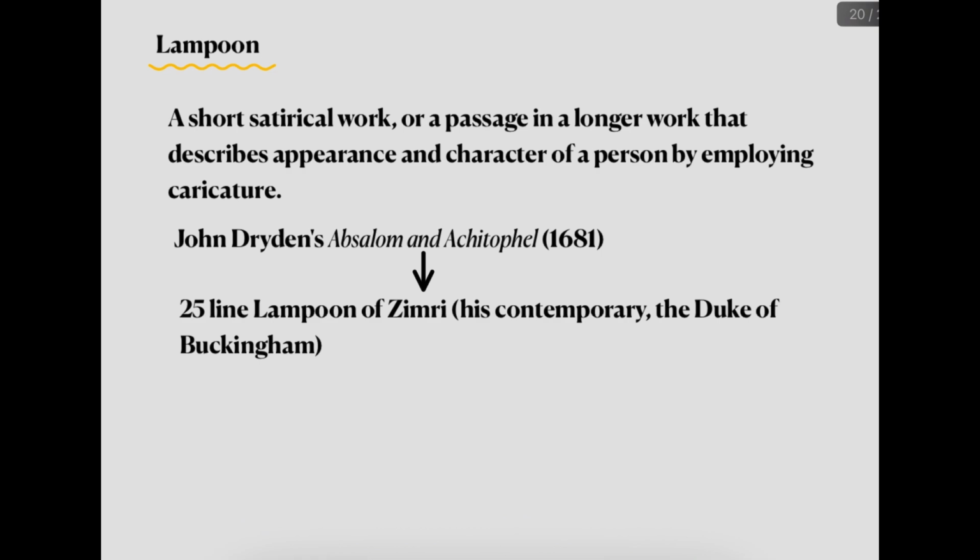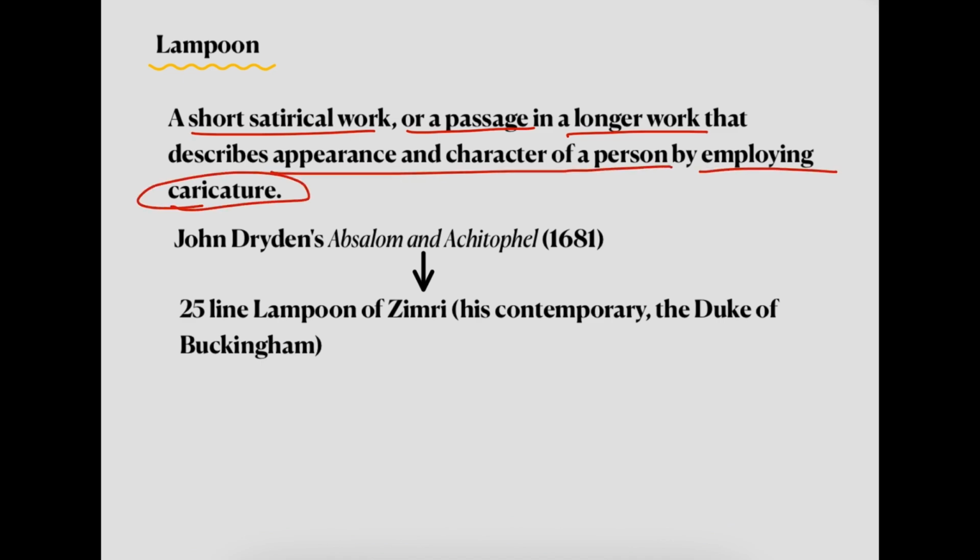Lampoon is a short satirical work or a passage in a longer work that describes the appearance and character of a person by employing caricature. Alright, John Dryden's Absalom and Achitophel, 1681, is an example of another literary term.